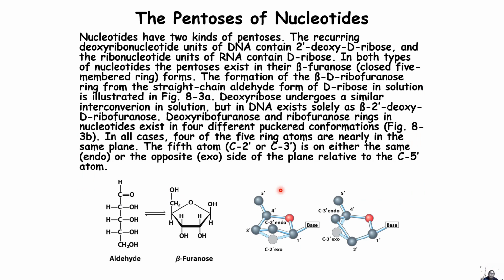Now, nucleotides have two kinds of pentoses. The deoxyribonucleotide units of DNA contain 2' deoxyribose and the ribonucleotide units of RNA contain D-ribose.